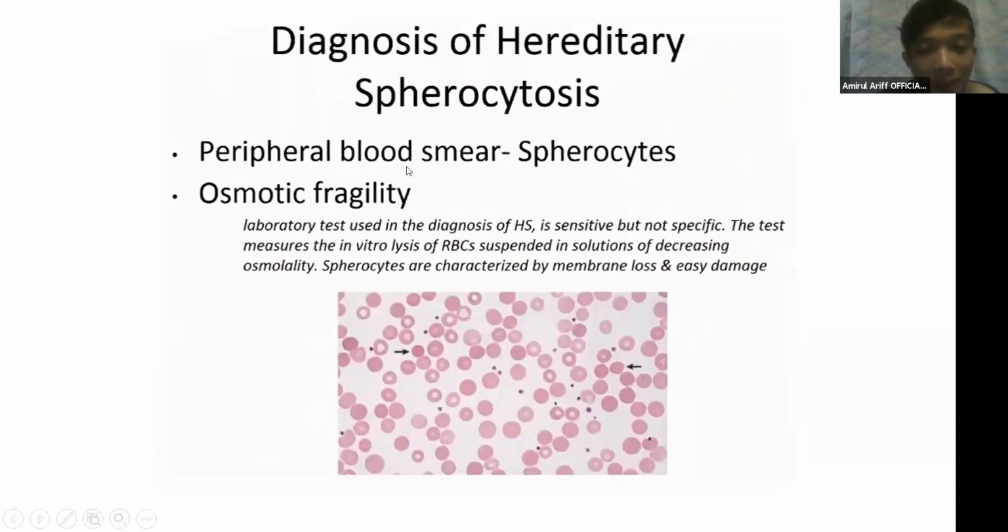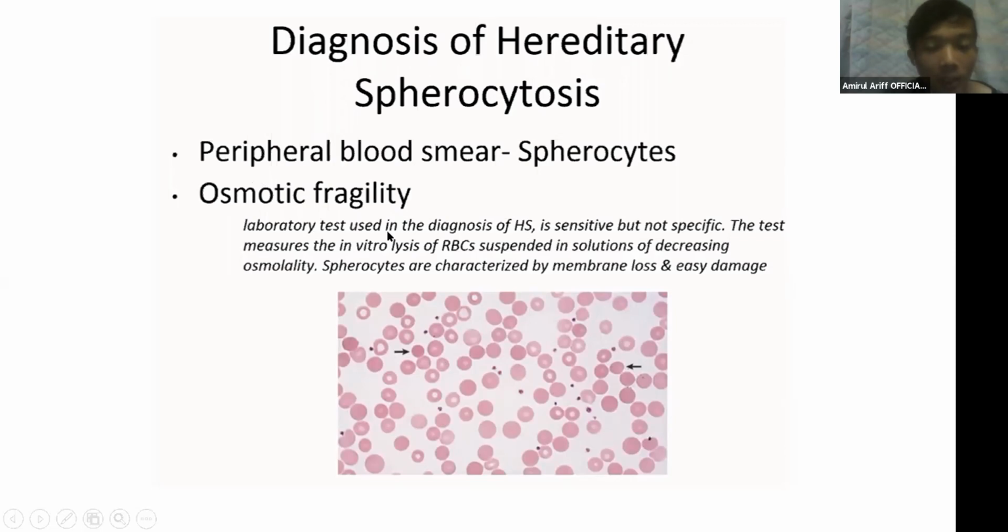So this is the diagnosis. Peripheral blood smear, spherocyte. As you can see from this picture, spherocytes are the ones that do not have the central pallor. Actually, in a normal person we can find spherocytes, but in low number. In hereditary spherocytosis, the spherocyte count is a lot, about half or more. So that's why this is suggestive of hereditary spherocytosis: no central pallor, a lot of spherocytes.